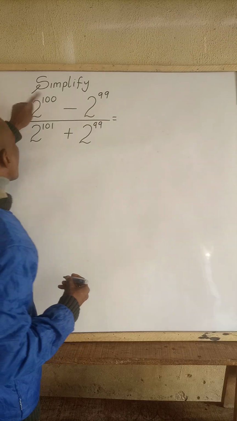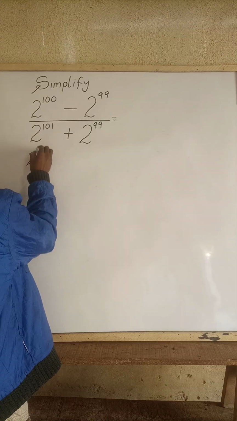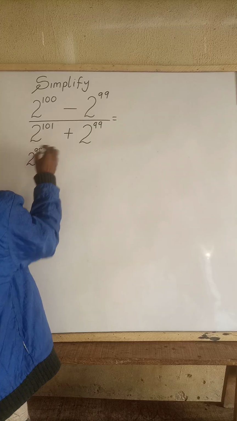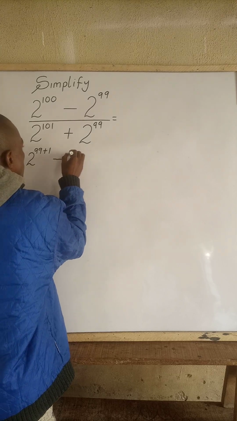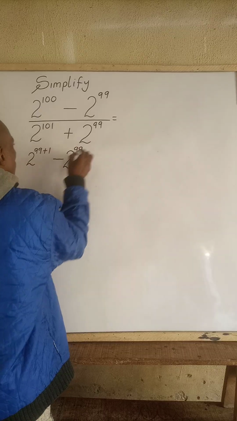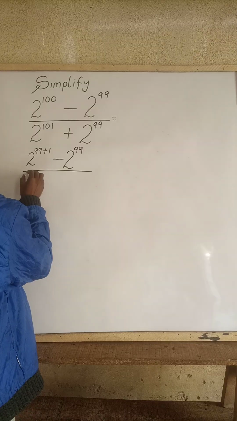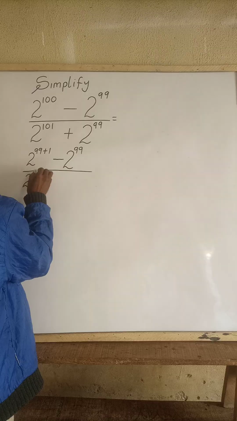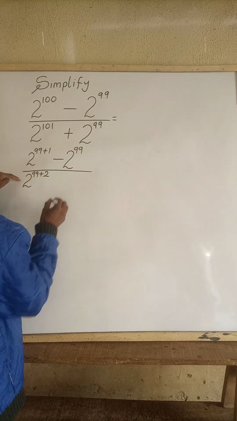This 2 raised to power 100 is the same thing as 2 raised to power 99 plus 1. Nothing has changed. This and this are the same. Minus 2 raised to power 99, over this 2 raised to power 101 is the same thing as 2 raised to power 99 plus 2. Nothing has changed. The two are the same.